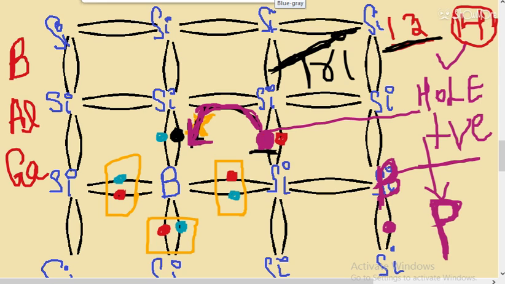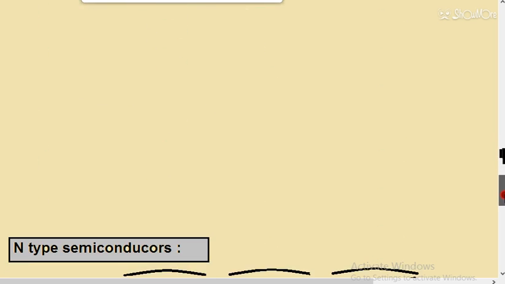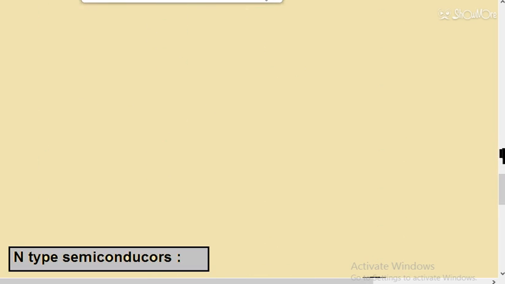And now we have to see the diagram. Here, due to this boron atom, this trivalent impurity, we got the p-type semiconductor. So now you have to see the energy diagram. Wait for 1 minute. Okay, so students, now you have to see the energy diagram.